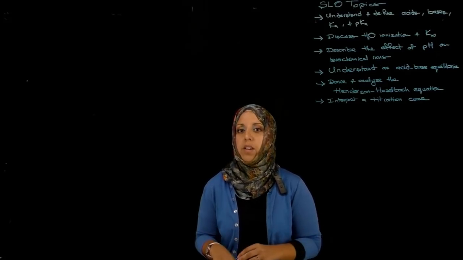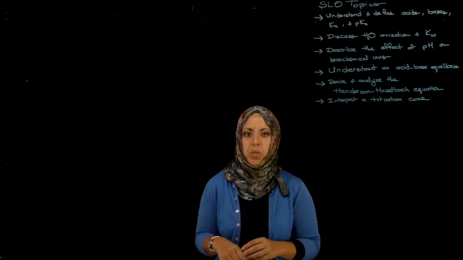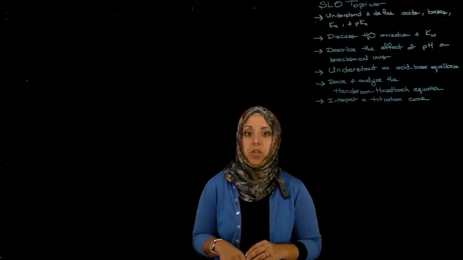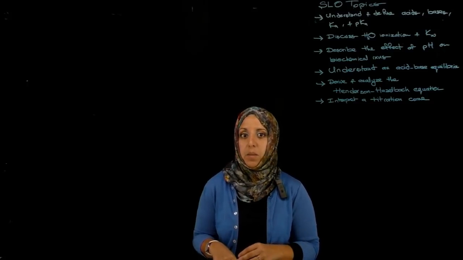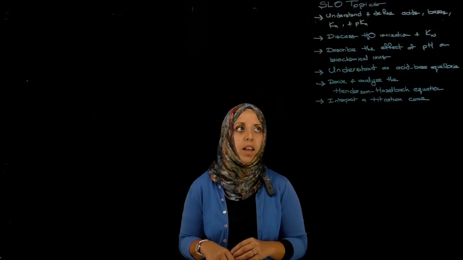We're going to be talking about a number of different topics, right? And here are some student learning outcomes. What should you be able to get? You should be able to understand and define acids and bases and correlate the strength of an acid to both its Ka and pKa value.